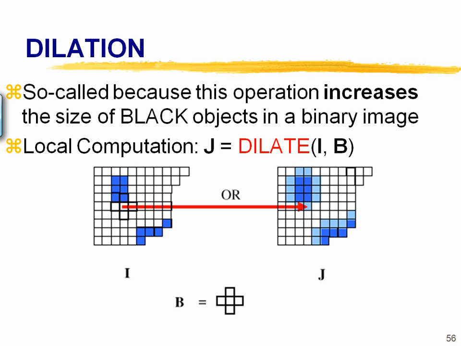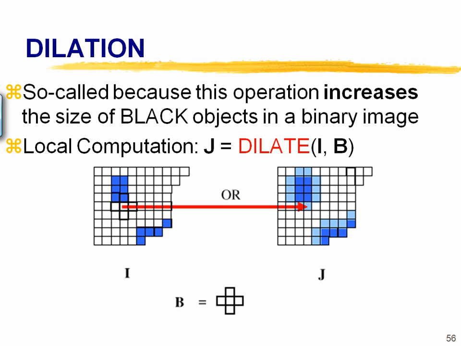Right. So the coordinates: this is (i, j), this is (i, j+1), this is (i-1, j), and this is (i+1, j). So those are my coordinates for the window, and the pixel values within that are all zeros.